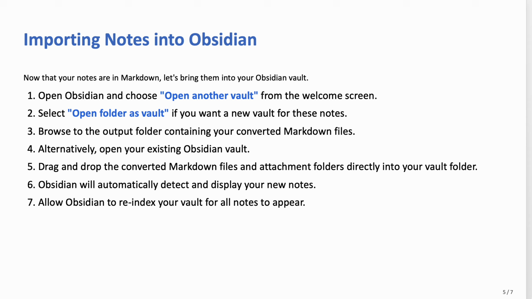Then browse to the output folder containing your converted markdown files. Alternatively, open your existing vault and drag and drop the converted markdown files and attachment folder directly into your vault folder. After that, allow Obsidian to re-index your vault for all the notes to appear.